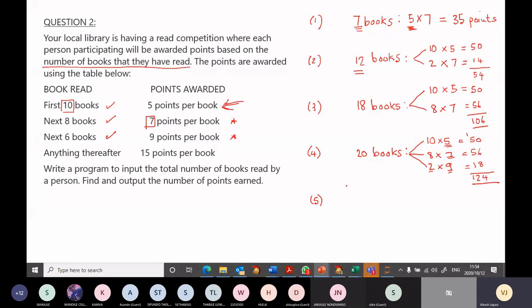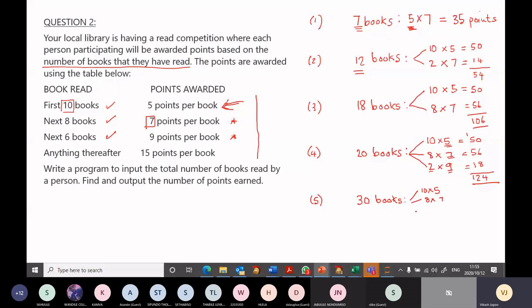Let's take somebody who's read 30 books. Right, so this person has now read 30 books. So how will this now work for 30 books? Well, according to the table, the first 10 are 5 points. The next 8 are 7 points. So I've read 18 books so far, the first 10 and next 8.